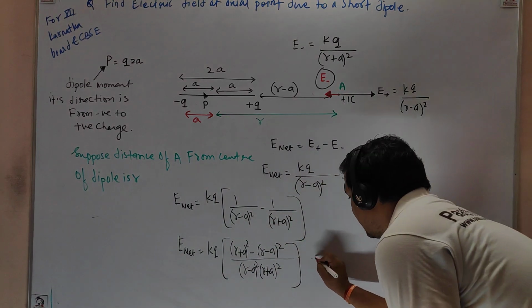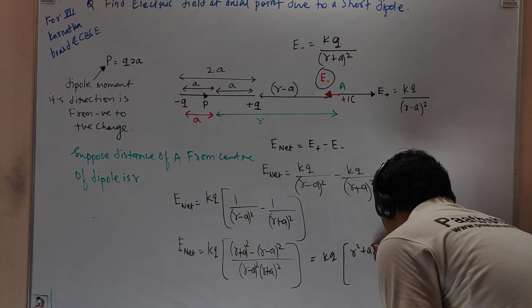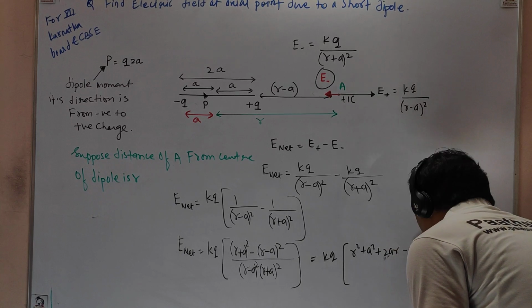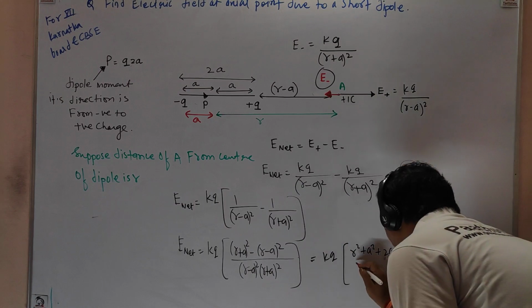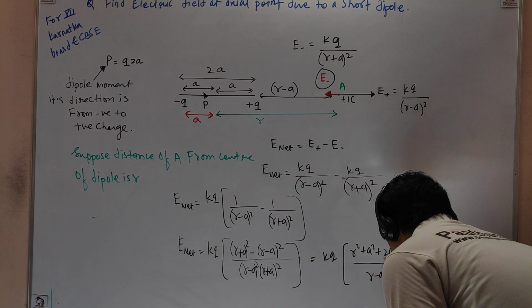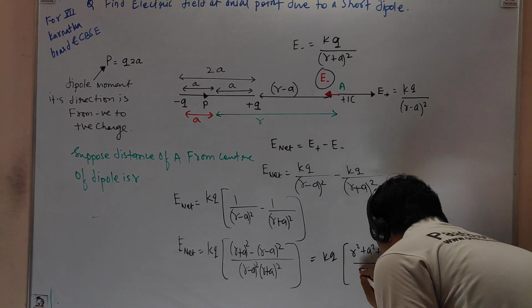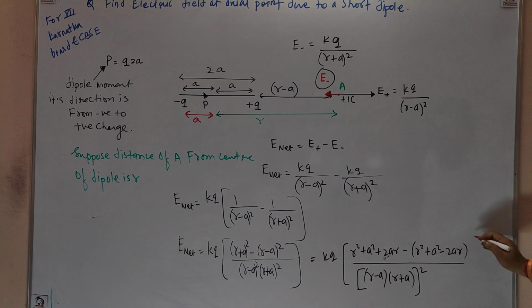Solve this, and here we can write KQ bracket R square plus A square plus 2AR minus R square plus A square minus 2AR bracket closed. In denominator we can write R minus A into R plus A whole square. Agree? Everyone understood till this? Any doubt in the calculation till this?